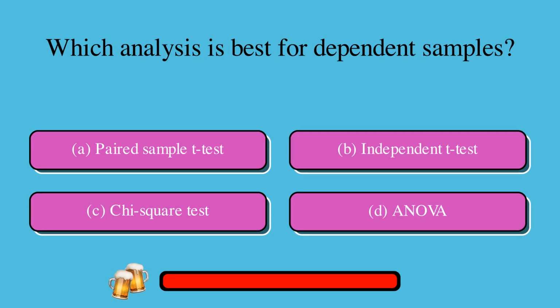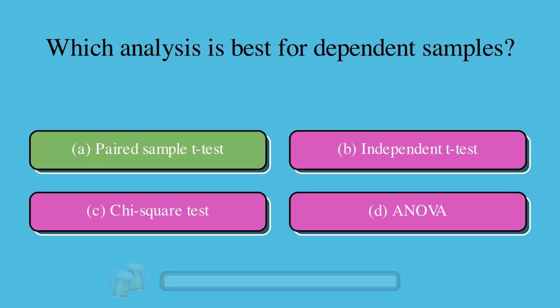Which analysis is best for dependent samples? A. Paired sample t-test, or B. Independent t-test, or C. Chi-square test, or D. ANOVA. The correct answer is A. Paired sample t-test.